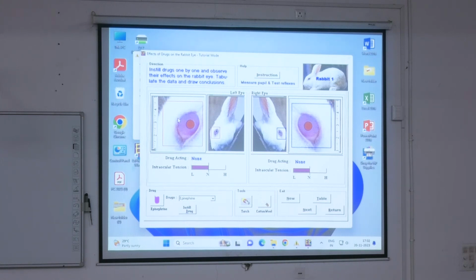Write in another notebook: before administration of drug the normal pupillary diameter is 4 millimeter.